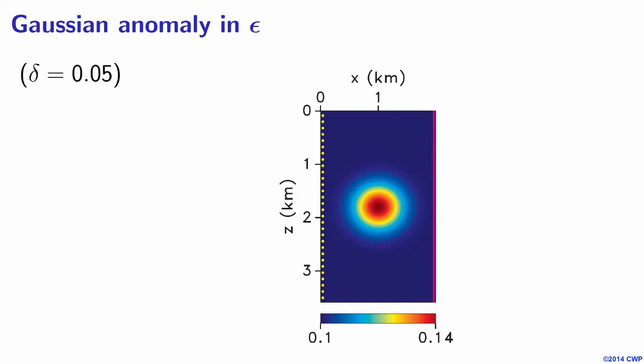The anomaly is in epsilon. The background VP0, VS0, and delta are constant. So the yellow dots on the left represent sources, the vertical array, and the magenta line on the right represents a line of receivers. So delta is fixed at 0.05 in the background, and if you notice, the change in epsilon is 0.04. So the difference between the maximum value of epsilon at the center of the anomaly and the background is 0.04. So we would hope that when we perform the inversion, the algorithm is able to update epsilon by 0.04.